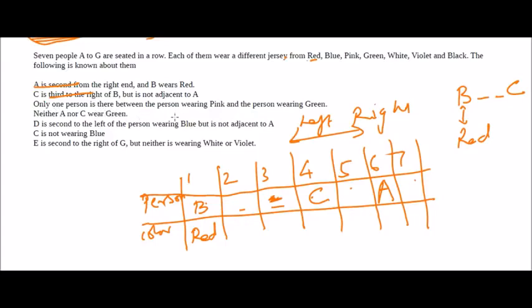Only one person is there between the person wearing pink and the person wearing green. So you can have pink, one person, green. You can also reverse the direction. You can have green here, one person, and pink. Neither A nor C wears green. This guy cannot be green, this guy cannot be green.